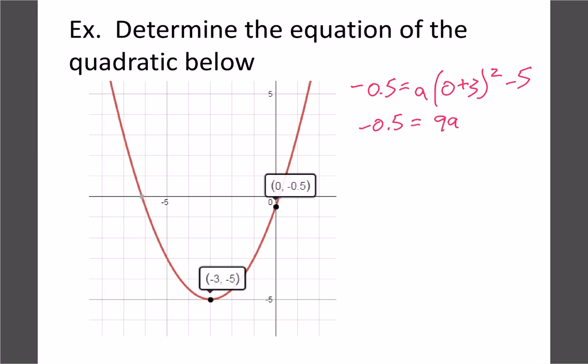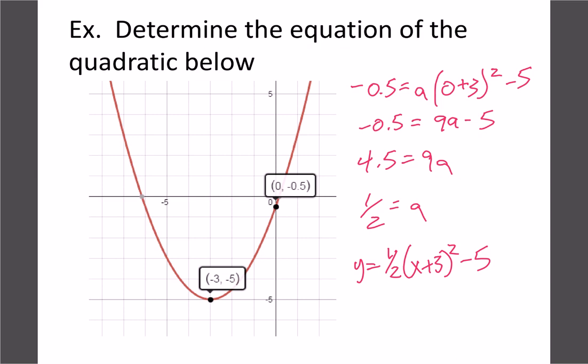3 squared is 9, so we get 9a minus 5. Add 5 to both sides. Divide by 9, we get 1/2. So 4.5 divided by 9 equals 1/2. So our equation for this one should be 1/2 times (x plus 3) squared minus 5.